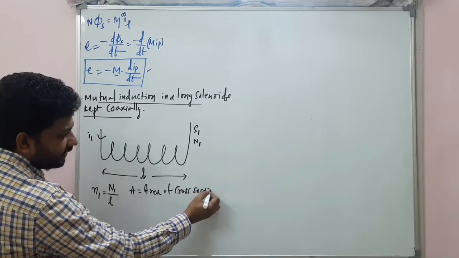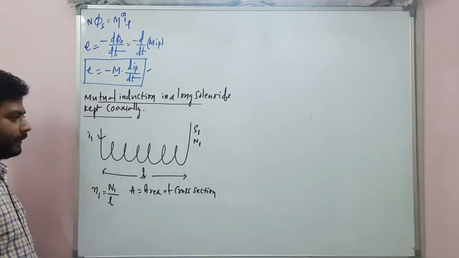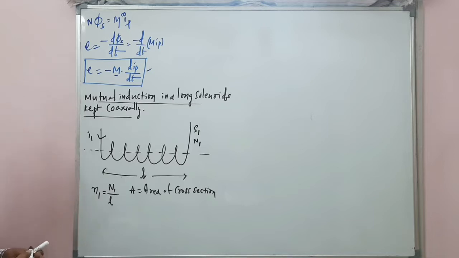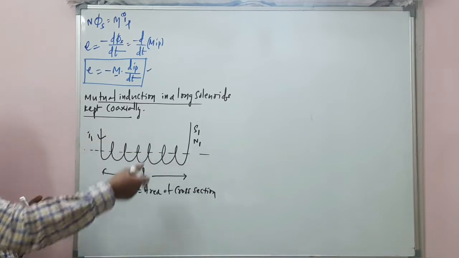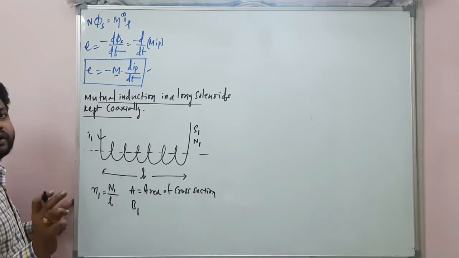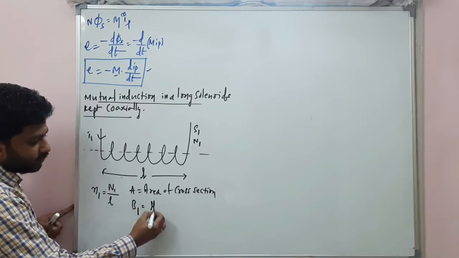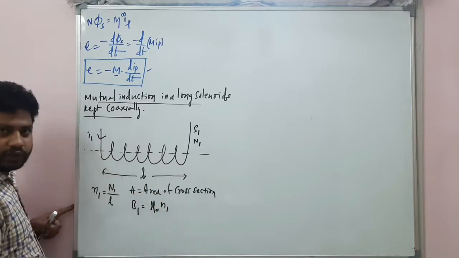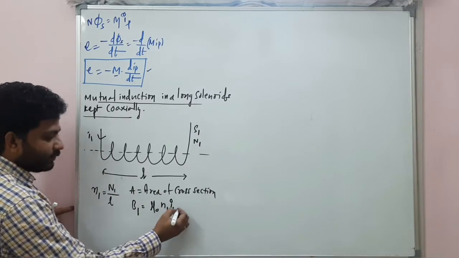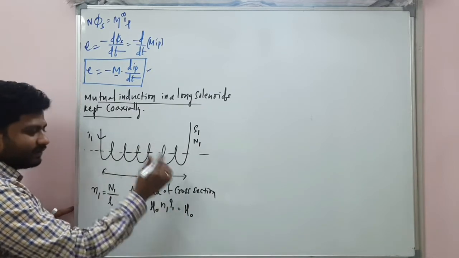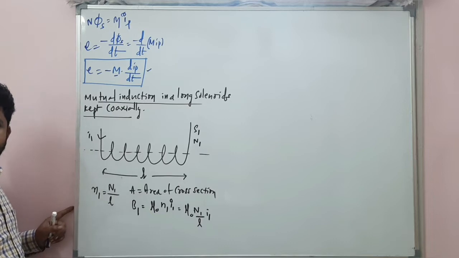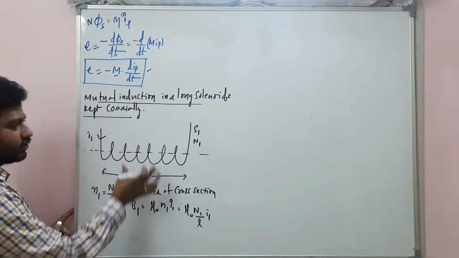I hope you are understanding the situation here. This is the axis of the solenoid, yes or no? Coaxially. And before drawing the next solenoid, I just wanted to tell you that the magnetic field associated with this solenoid will be mu naught times the number of turns per unit length times the current passing through this, which is I1. So mu naught N1/L times I1, that is mu naught n i. This is the magnetic field associated with this one.